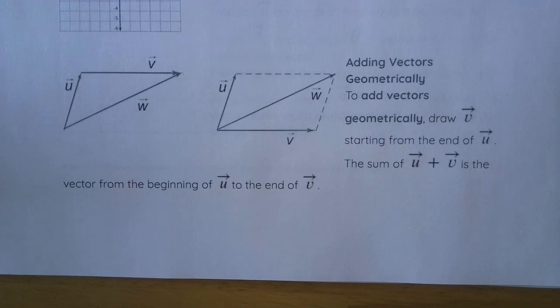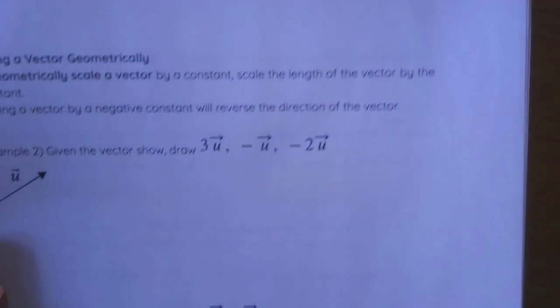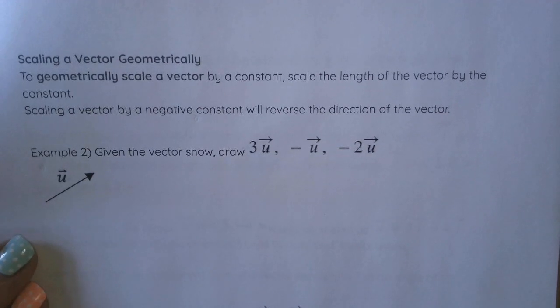We're also able to scale vectors geometrically. To geometrically scale a vector by a constant, we're going to scale the length of the vector by the constant itself. Scaling a vector by a negative constant will reverse the direction of the vector.